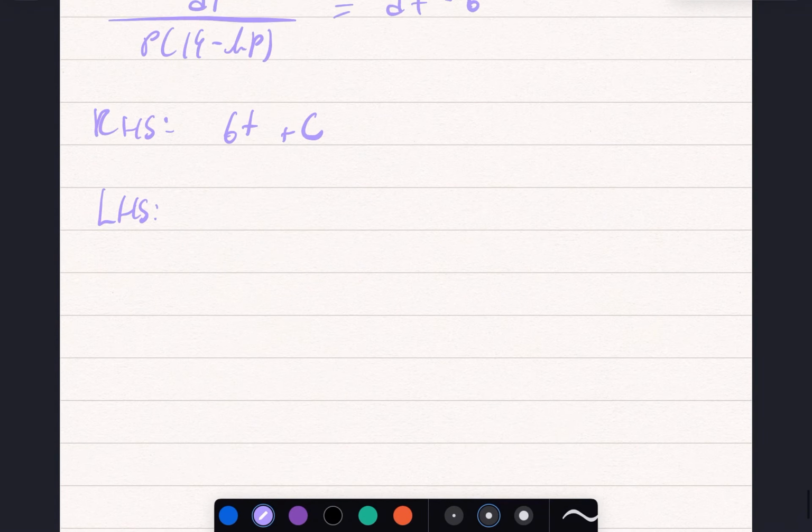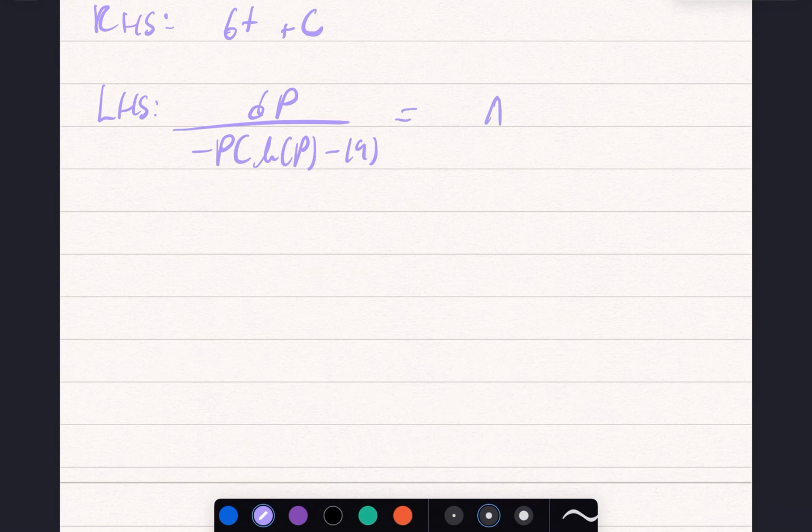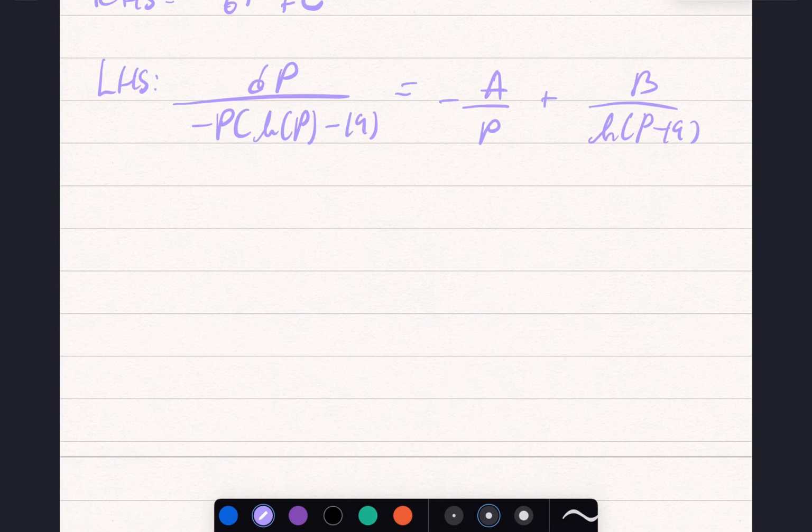And then the left hand side equals... I'm gonna factor out a negative right there so that it becomes dp over p(ln p minus 19). You don't have to do this, but I'm just gonna do it. So this is going to be A over negative p plus B over ln p minus 19. So 1 equals, when I multiply by the negative p, A times (ln p minus 19) minus B times p.